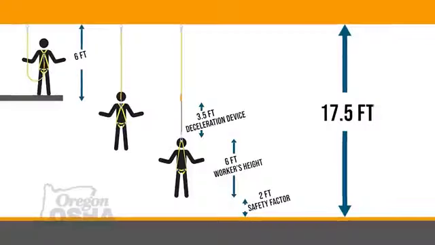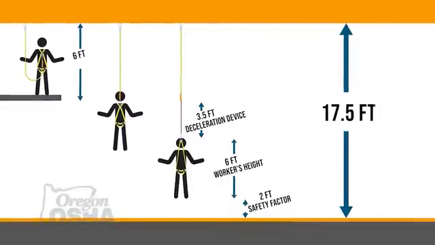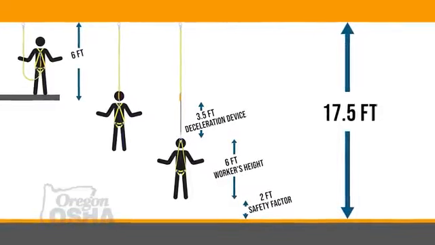We have the shock pack coming into effect, the height of the person, the stretch of the harness, the safety factor. So it can be anywhere from about 12 feet. If you're on a retractable, we could get you down to about 12 feet. But if you're on a 6-foot lanyard, it's going to be close to 18 feet.